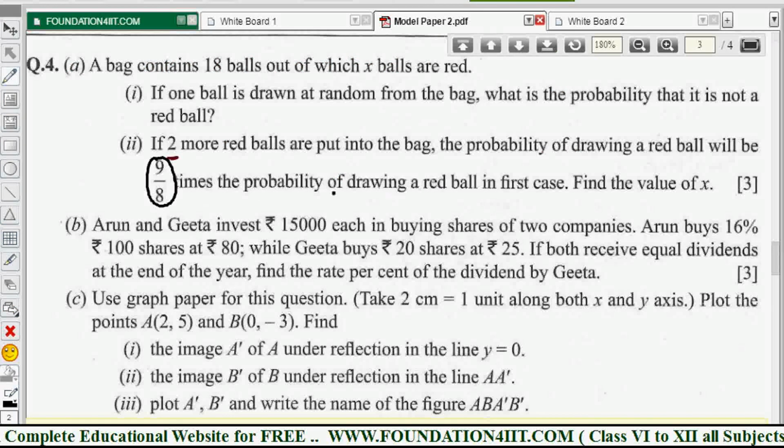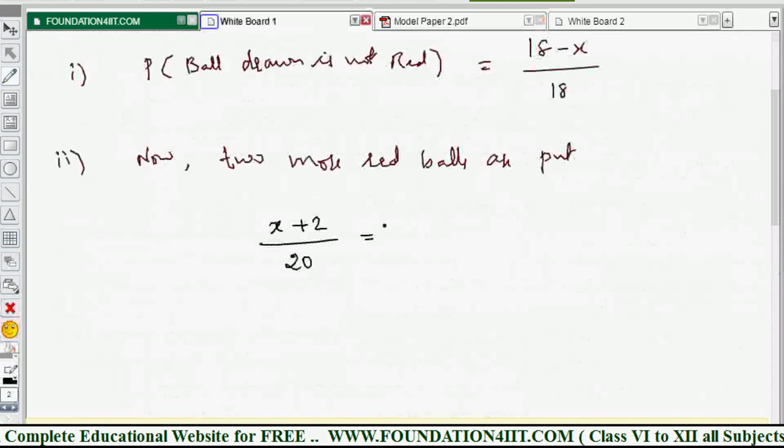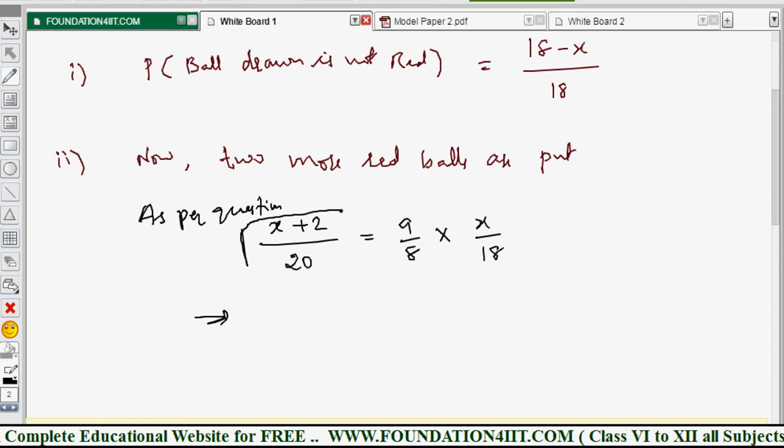If you observe, it is 9 by 8 times the probability of drawing a red ball in the first case. That means 9 by 8 into the previous probability, which is x by 18, because previously x is the number of red balls out of 18. Red probability is x by 18. Yes, we can solve this and we will get the value of x. That's simple. As per the question, this is the condition. Now you can solve this to get the value of x.